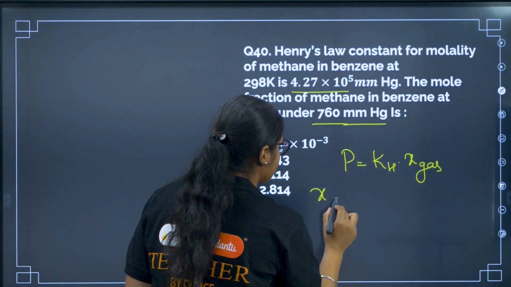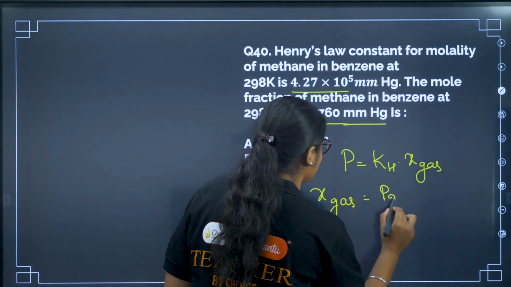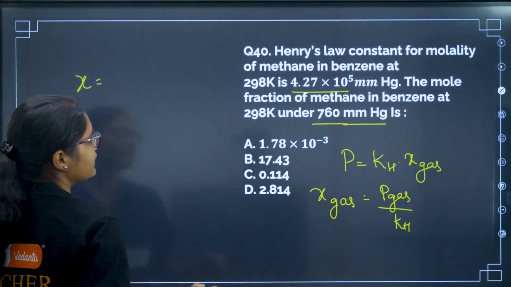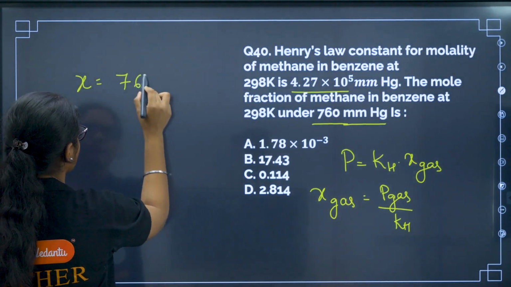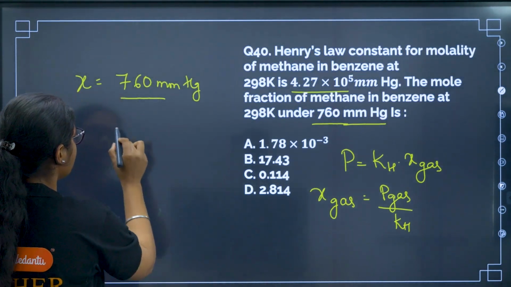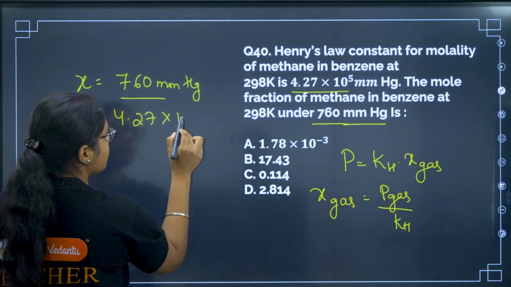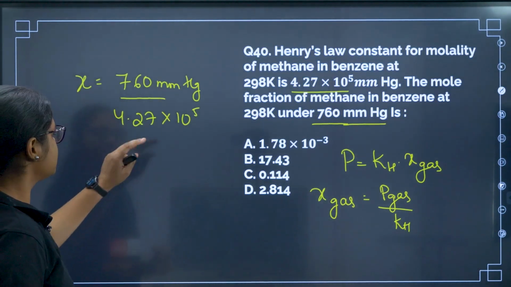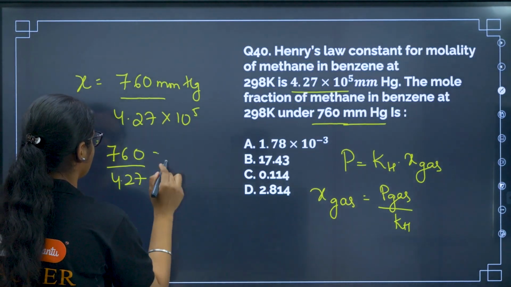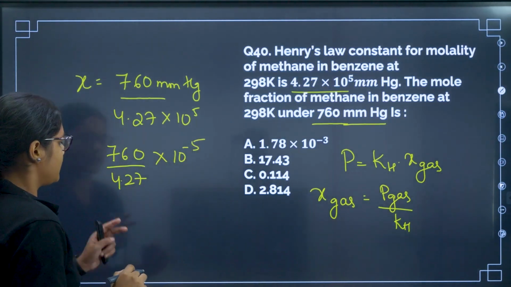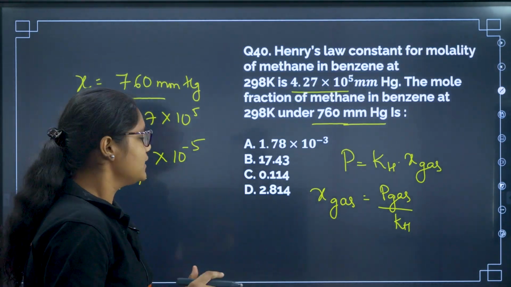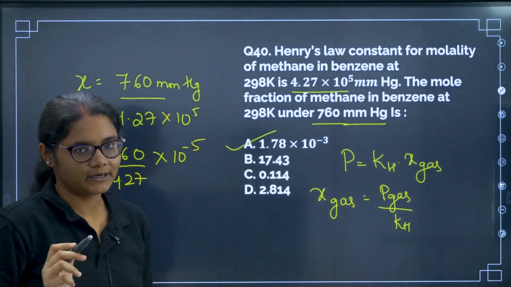So what will be the mole fraction formula? P of the gas by Kh, right? So we can substitute the mole fraction. P of the gas given is 760 mm. And then we have the Kh value, which is 4.27 into 10 to the power of 5. Now see, you need not solve it. You can write this as 10 to the power of minus 5, right? Then if we divide it, this minus 5 power can be adjusted to minus 3, and all other options are not having any power. So if you solve this also, you will get the correct answer as option A.